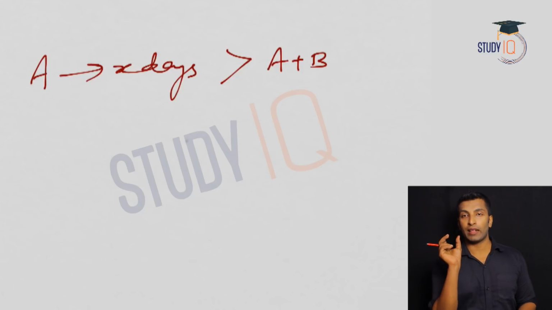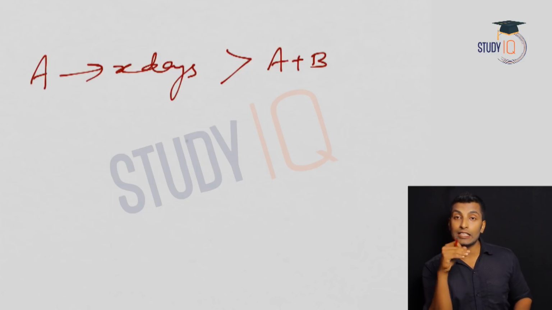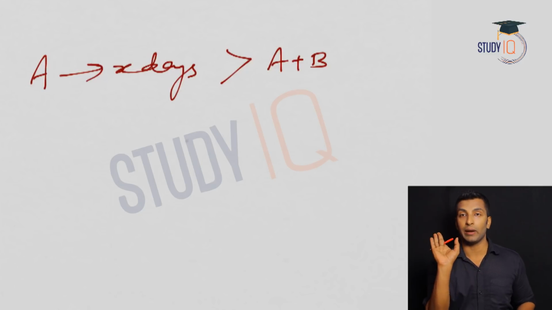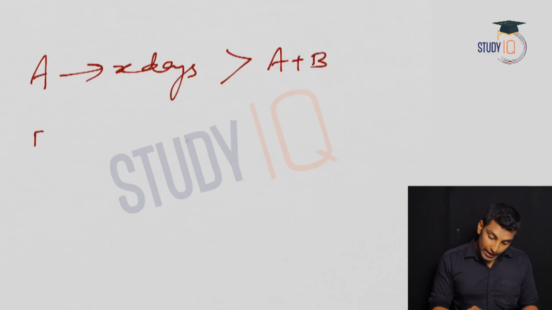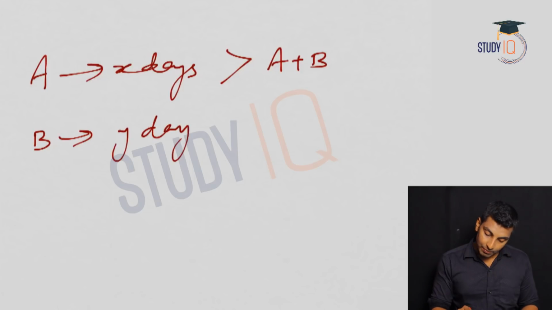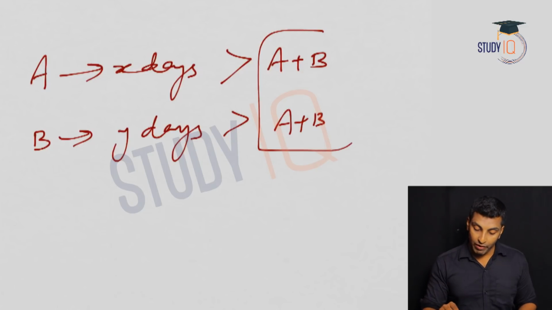See, if A plus B working together can complete the work in, let's suppose, 10 days, then A takes X days more, that means 10 plus X. That's the idea. Similarly, they'll give you information regarding B also. B takes Y days more than A plus B working together. So what is common here? A plus B working together.